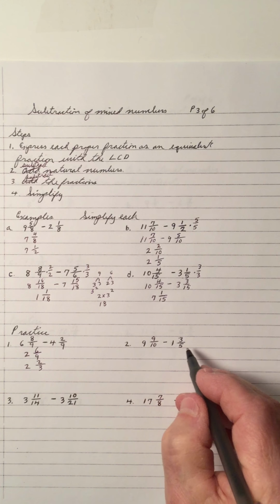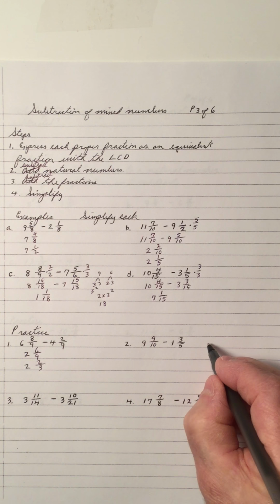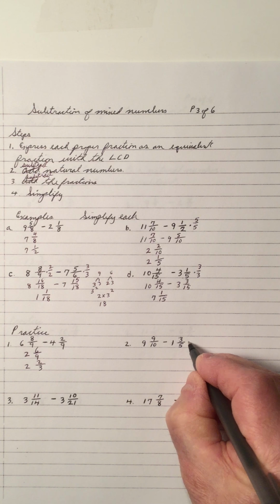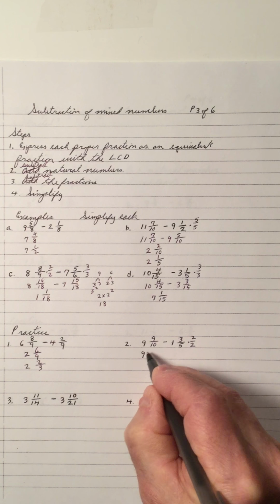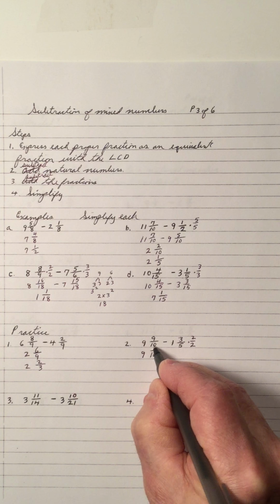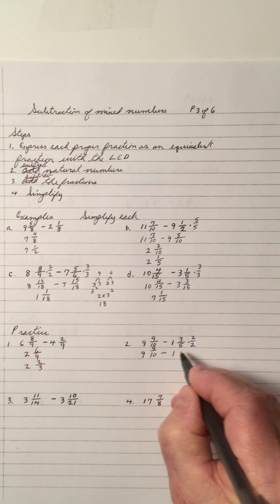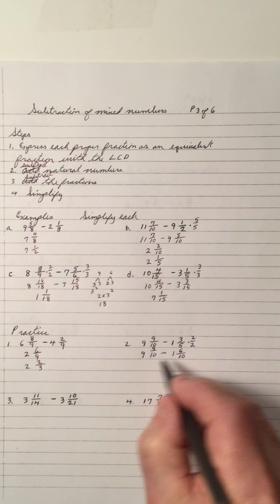I have a 10 and a 5, so the LCD is 10. So I'll multiply the second fraction by 2 over 2, because the first is already a 10, which is what I want. And 3 times 2 is 6. 5 times 2 is 10. Denominators are the same, so I'm able to subtract.